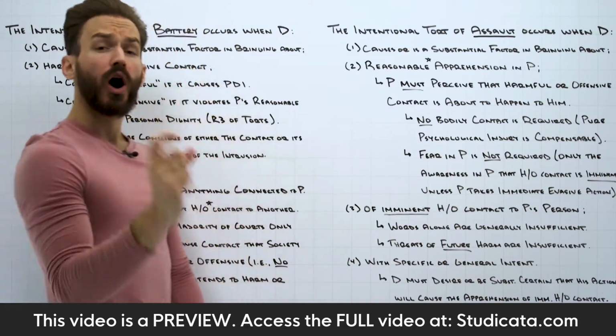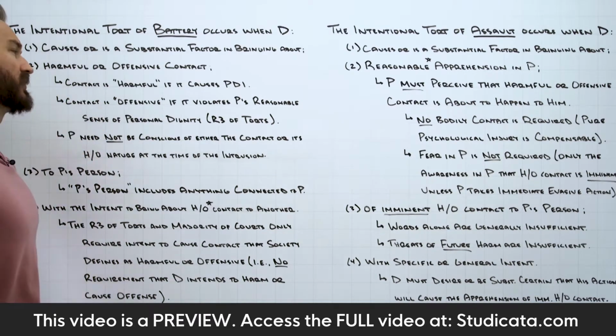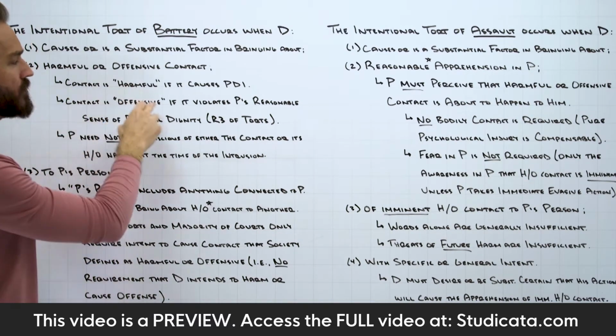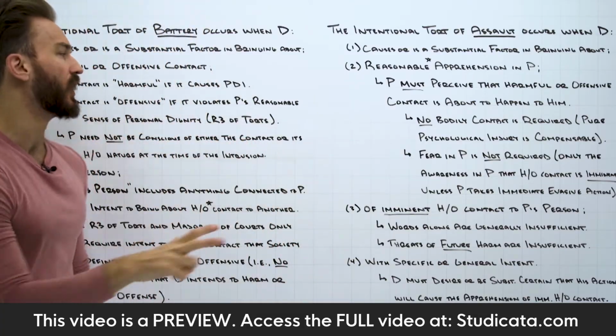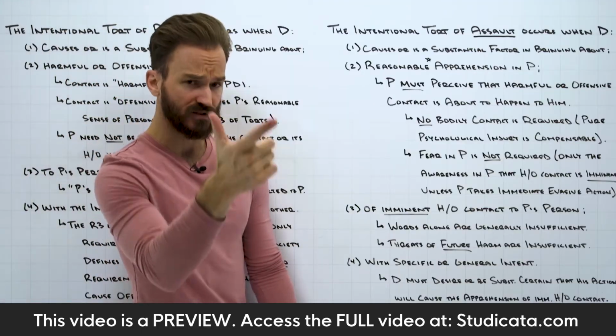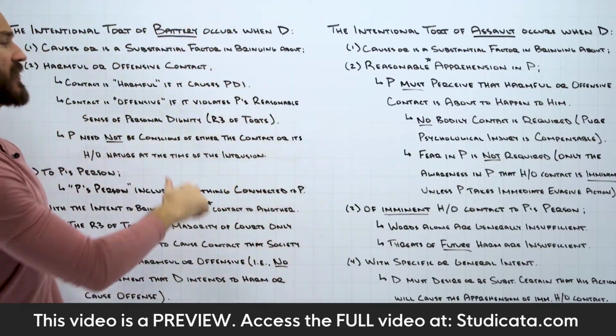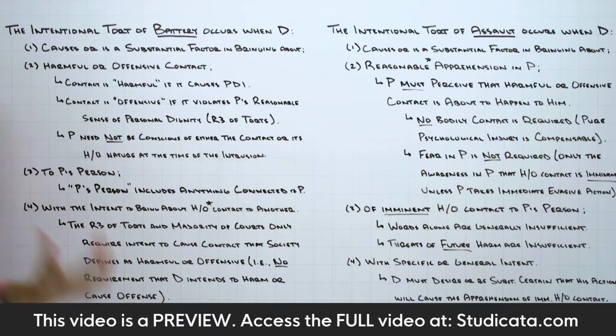So good news is harmful contact is actually pretty straightforward. Any contact is going to be considered harmful if it causes pain, disfigurement, or injury. I always think PDI in my head really quickly. Do we have pain, disfigurement, or injury? If we have pain, disfigurement, or injury, then the contact is harmful.